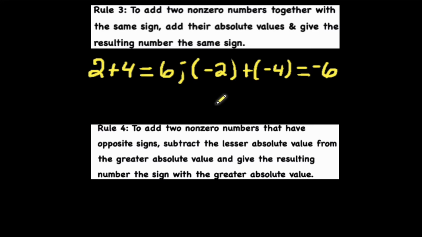All right, let's go on to rule number 4. Rule number 4 states to add two non-zero numbers that have opposite signs, subtract the lesser absolute value from the greater absolute value and give the resulting number the same sign as the greater absolute value. Okay? So in other words, if you have 6 plus negative 3, that's equal to 3, right?